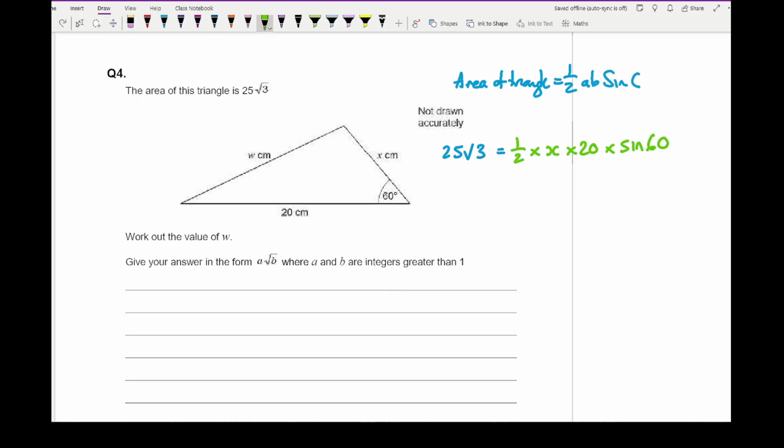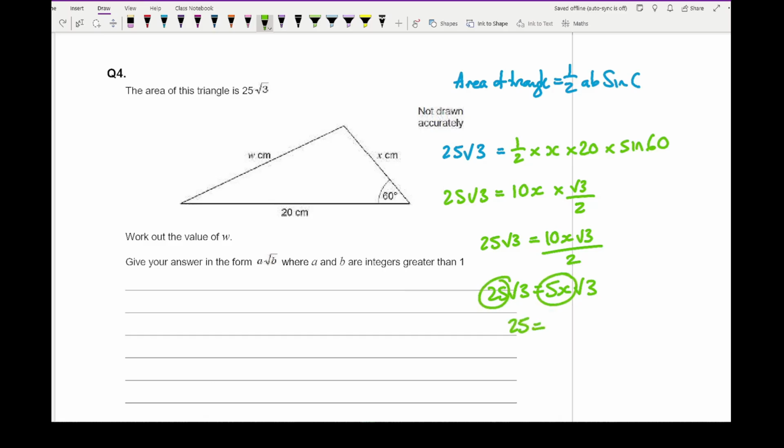So here I've got 25 root 3 equals, now half of 20 is 10, so that's going to be 10x, and then it's root 3 over 2. So that gives me 25 root 3 equals 10x root 3 divided by 2, so 25 root 3 equals 5x root 3, in which 25 must equal 5x, so x equals 5.